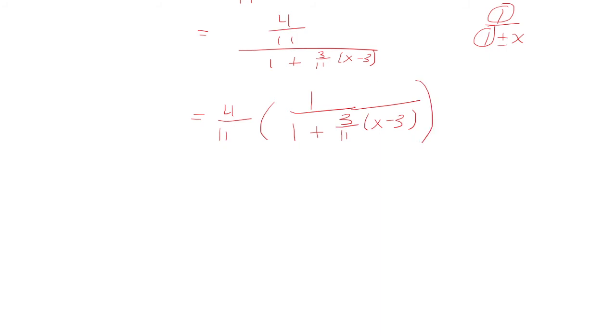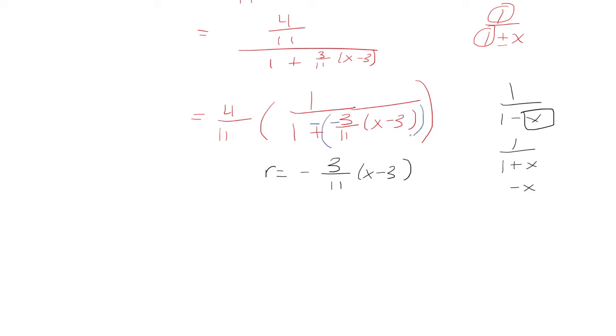So this is going to be a geometric series now with negative 3 over 11 times x minus 3 as the ratio. When you had 1 over 1 minus x, x was the ratio. When you had 1 over 1 plus x, negative x was the ratio. So you always want to take the negative. Sometimes it might be worth it to rewrite it as minus negative and say, okay, this whole thing is your ratio.